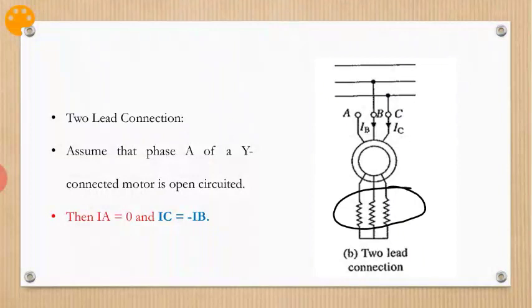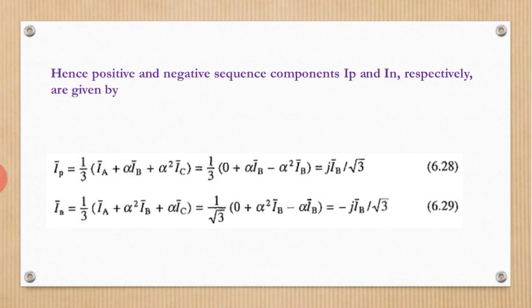IC is equal to minus IB. Because A is disconnected, the IB current is equal to, IC current is equal to minus IB. So these are the positive and negative sequence components, IP and IN. Here the positive and negative sequence components are equal and opposite. If you look here, both the components are equal and opposite.